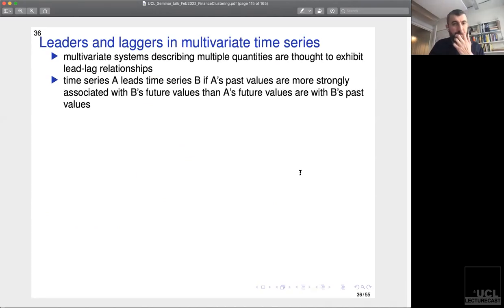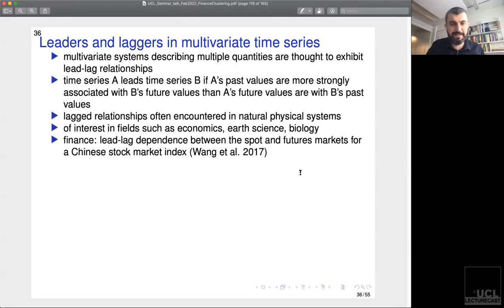So for example, what do I mean by that? Well, what I mean is time series A is said to lead time series B if A's past values are more strongly correlated with B's future values than A's future values are with B's past values. So this was a bit of a mouthful, but I'll give a simple example in a little bit.